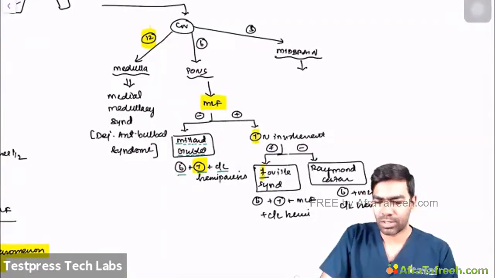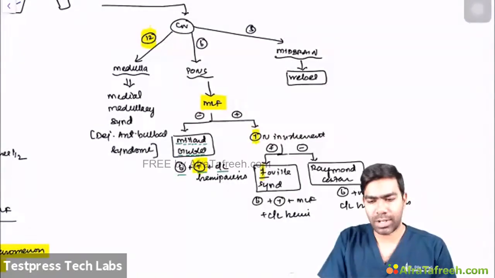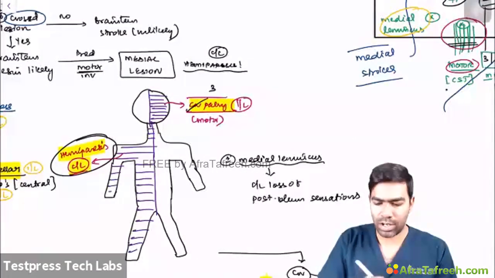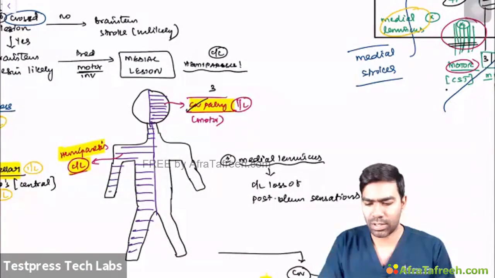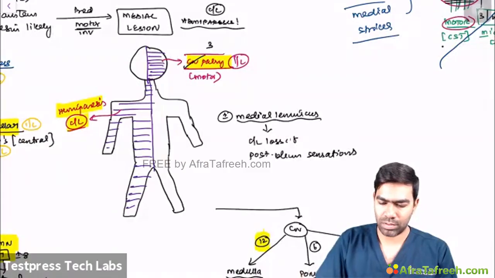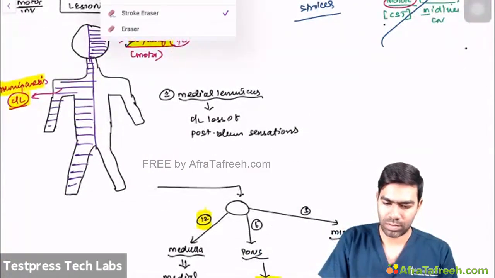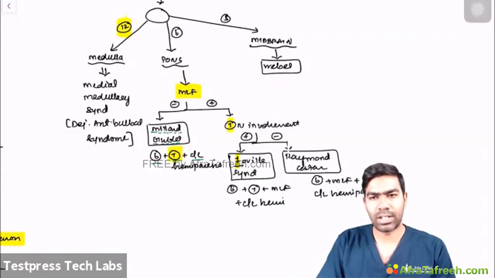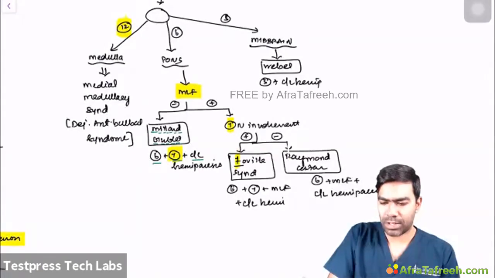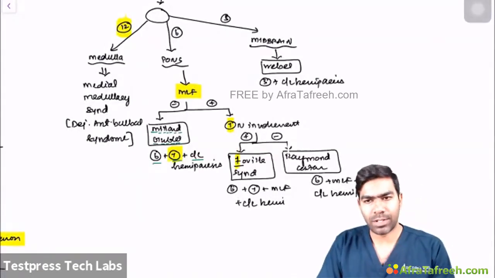syndrome is the Weber syndrome. Which means you are going to have a third cranial nerve involvement plus contralateral hemiparesis. In this condition, the ipsilateral cranial nerve that is involved is the 3, and you'll have a contralateral hemiparesis, which together is referred to as Weber syndrome. This is Weber syndrome. It is nothing but ipsilateral third nerve palsy plus contralateral hemiparesis.